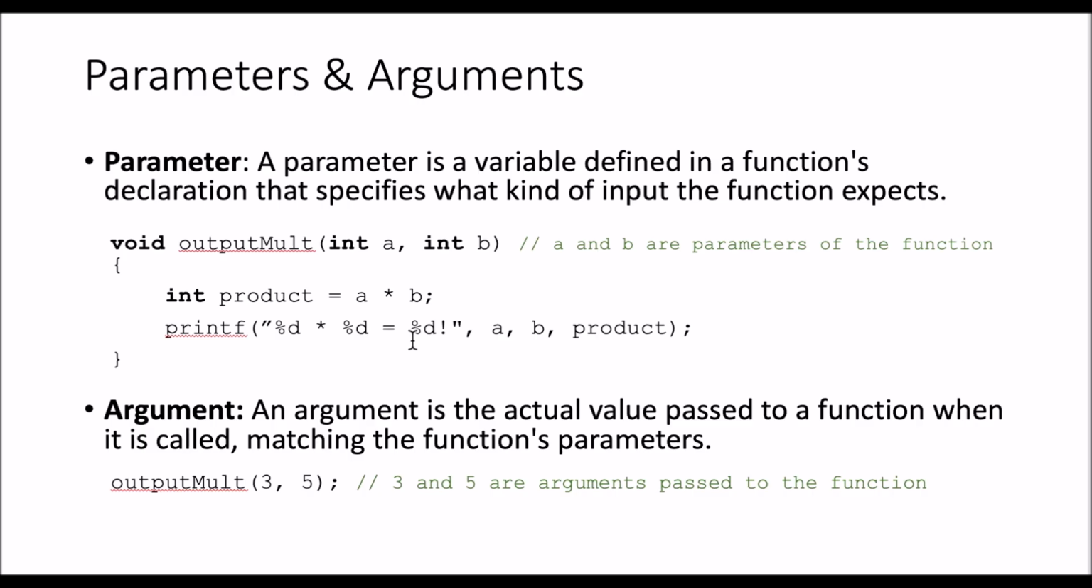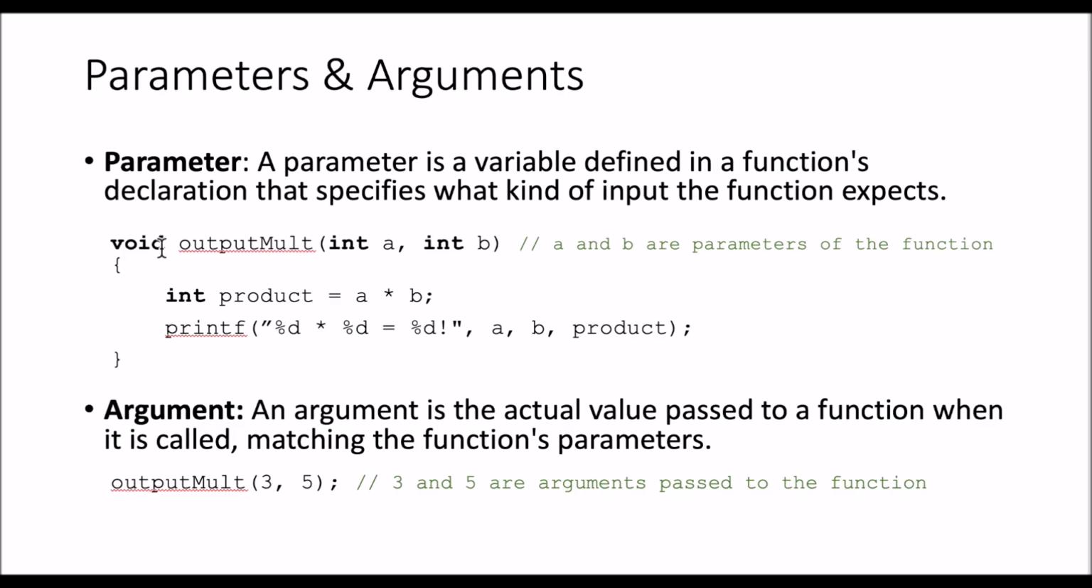Now let's take a look how we can execute or call this function. Before I show how to call this function, let's clarify what an argument is. An argument is the actual value passed to a function when the function is called, and the argument matches the function parameter. Here's an example how I call a function.